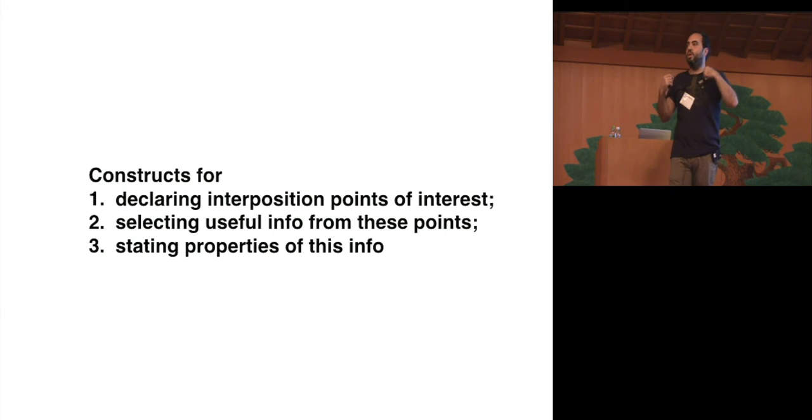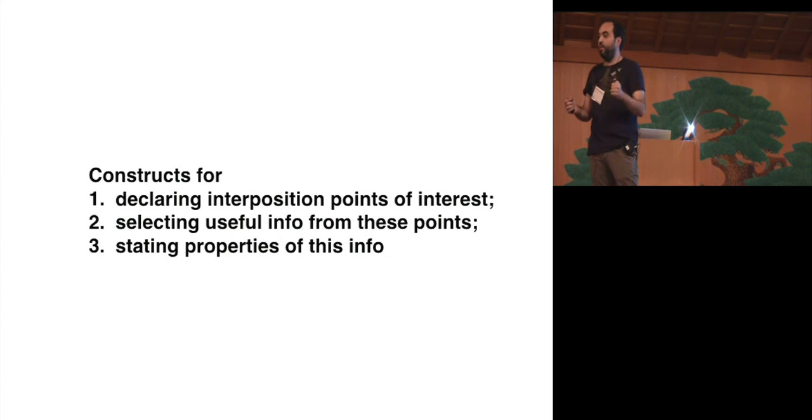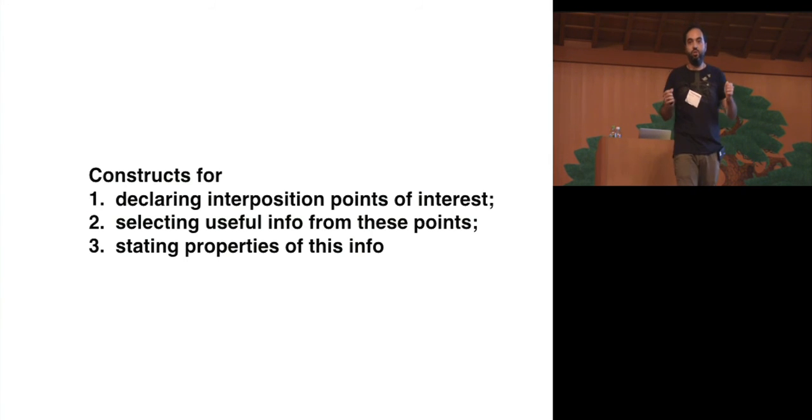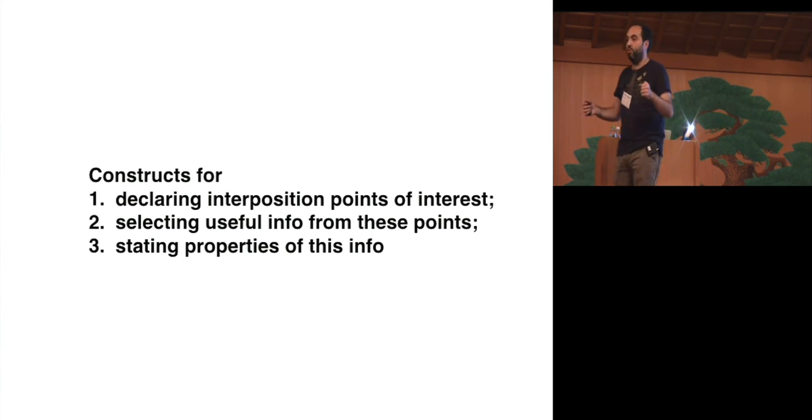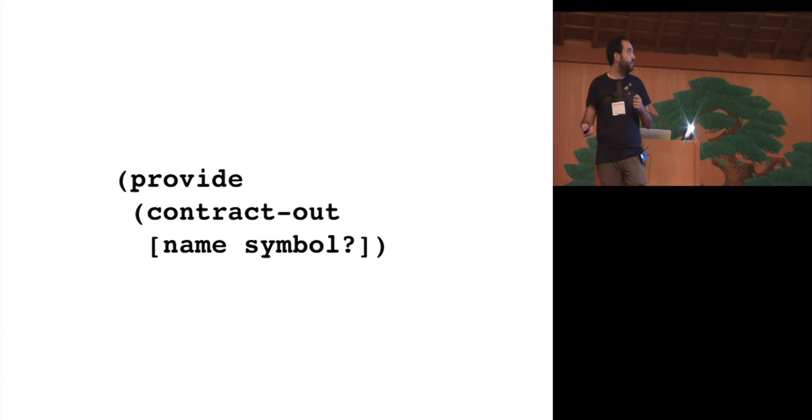It's a collection of linguistic constructs that allows us to declare which points from the interposition layer we care about, what information available from the interposition layer about these points we care about, and then to state properties of this information, and as a result, state properties of the programs. So these constructs are also known as contract combinators, and they basically are the things that we use to build contracts. Okay, I want to walk you through some basic contract combinators, some canonical ones, the flat and the arrow contract, to try to explain this in concrete terms.